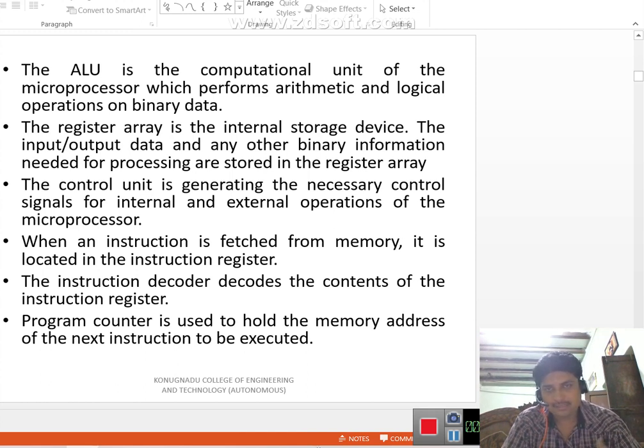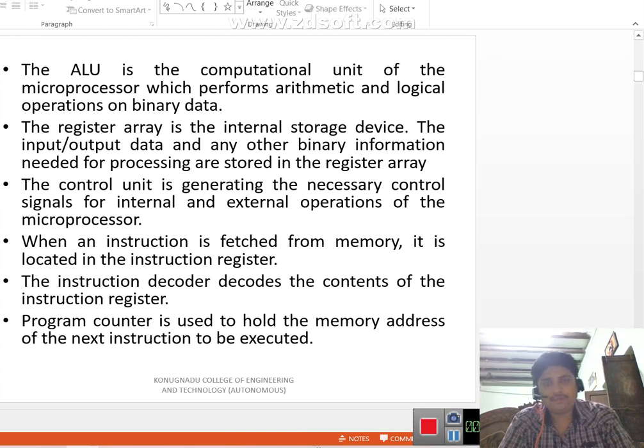And I discussed in the block diagram the program counter. So what does the program counter do? It holds the memory address. Whatever memory address is given, it is able to hold that information until the next instruction is to be executed. For example, if the first instruction is given to the program counter, it holds that.